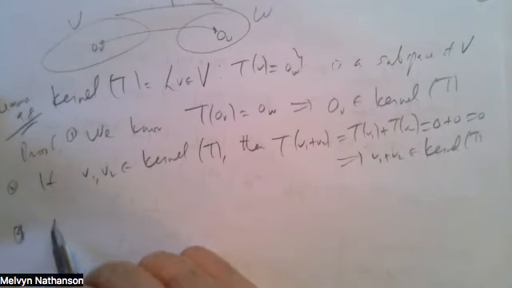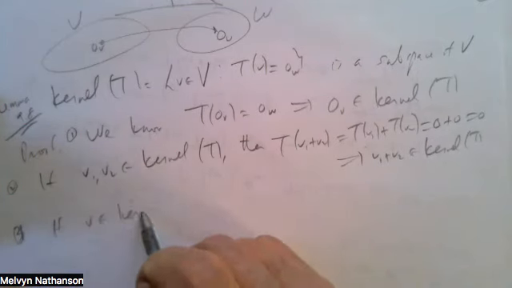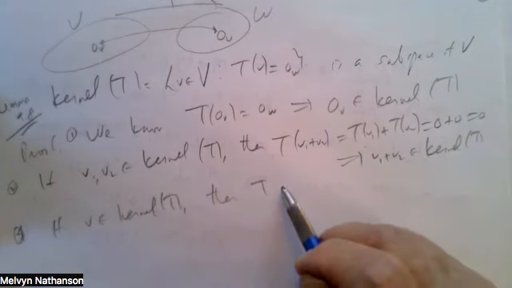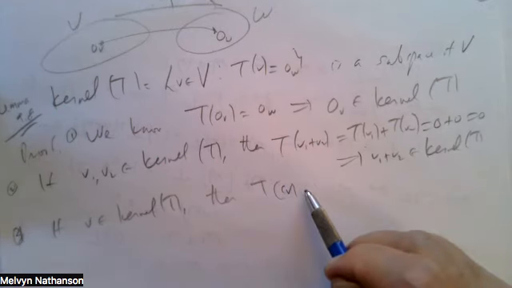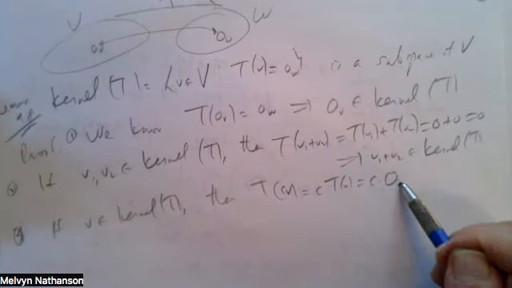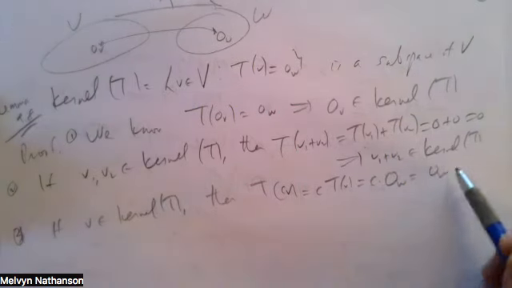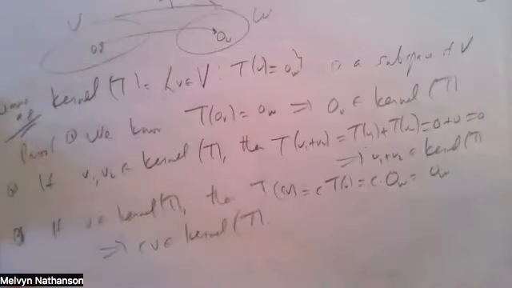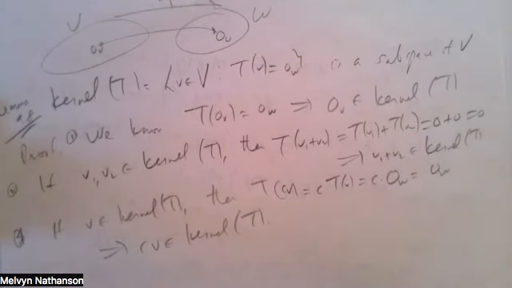And finally, if v is in the kernel of T, then T of c times v, for any scalar c, is c times T of v, which is c times the 0 vector, and anything times the 0 vector is still the 0 vector. So c times v is in the kernel of T. So the kernel of T is closed under vector addition and scalar multiplication, and contains the 0 vector, and we're done.